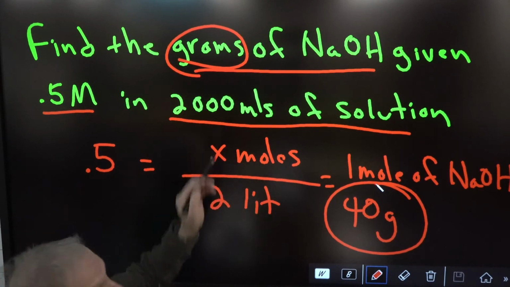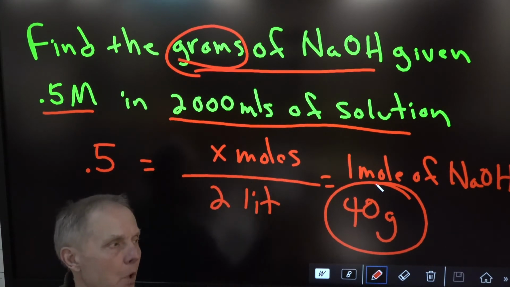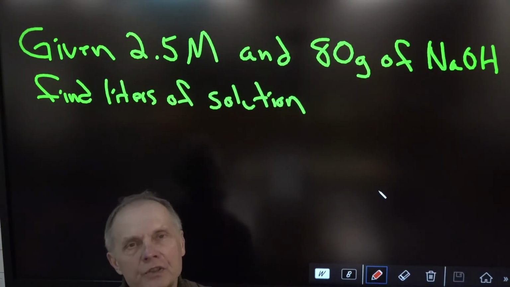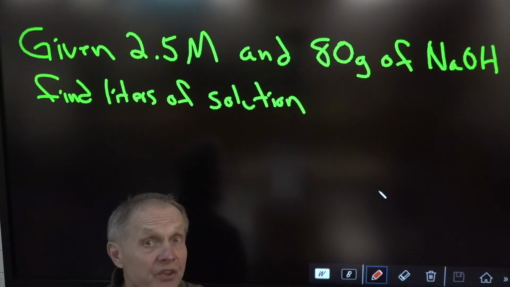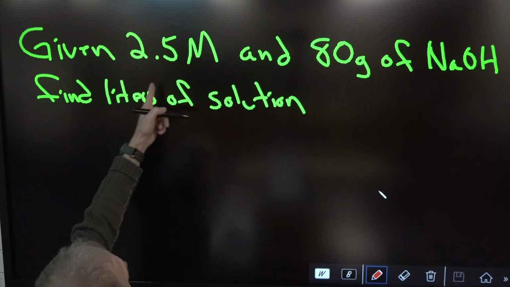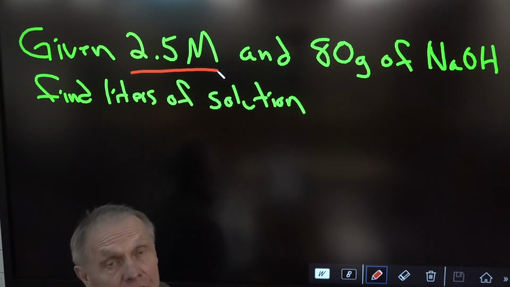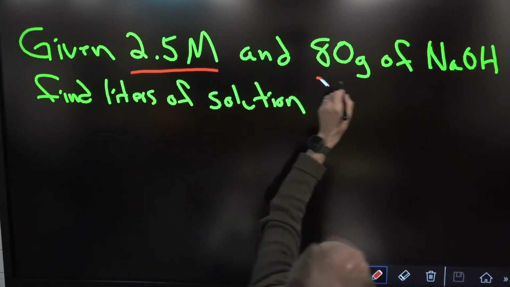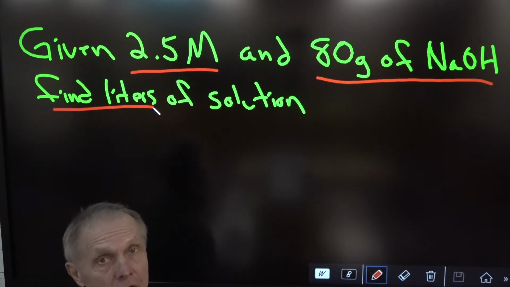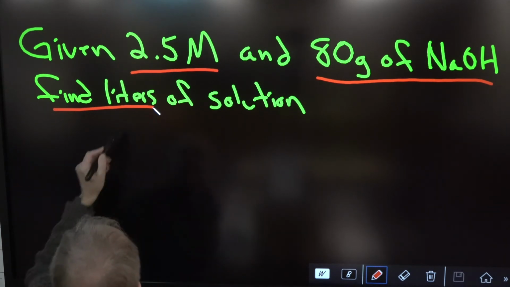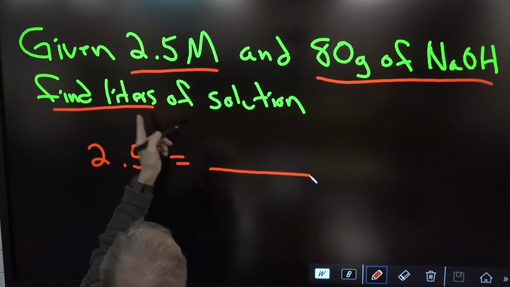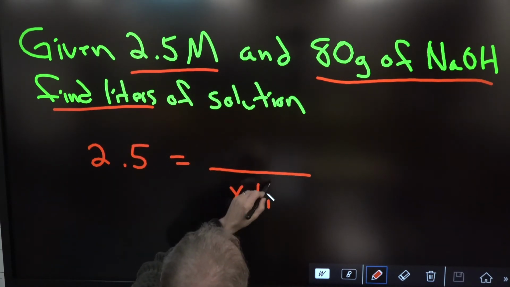Okay? That's a kind of a difficult one to do, because you have to find moles first and then convert to grams. So this is the type of question that my students hate, because the unknown is in the denominator. So look what I have. I have 2.5 big M, which is the molarity is 2.5. I've got 80 grams of sodium hydroxide, and I want to find liters of solution. So the setup would be 2.5 equals, and I want to find liters, so it's going to be X liters.